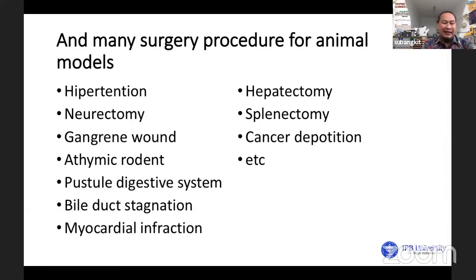And then we can make gangrene wounds, and athymic rodents by surgery, removing the thymus in young animals. We can also make digestive system models, like bile duct stagnation, such as calculi in the bile duct. Then we can make myocardial infarction by ligation of the coronary artery. And hepatectomy, splenectomy, and cancer deposition we can do by surgery. But actually there are many sources and much literature on the internet on how to perform this surgery.